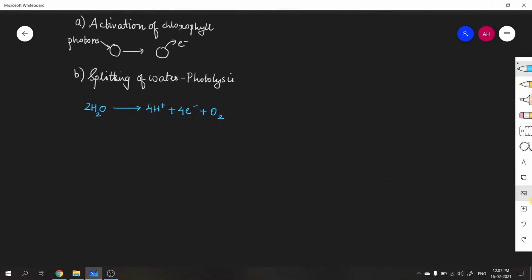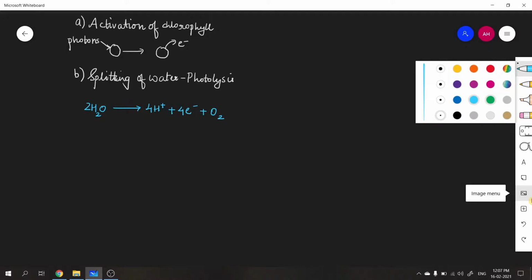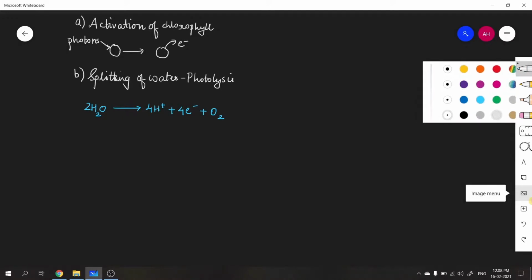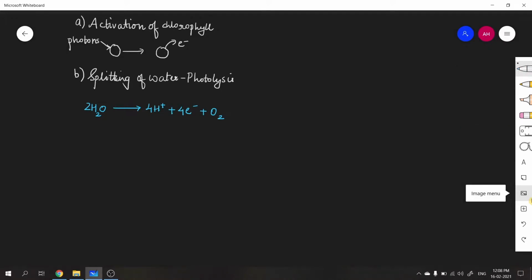All right. Now, the hydrogen that is released in photolysis, you can see here 4H plus, right? So hydrogen is picked up by a compound called as NADP, which stands for nicotinamide adenine dinucleotide phosphate. It accepts hydrogen and gets converted into NADPH, which is the reduced form of NADP.